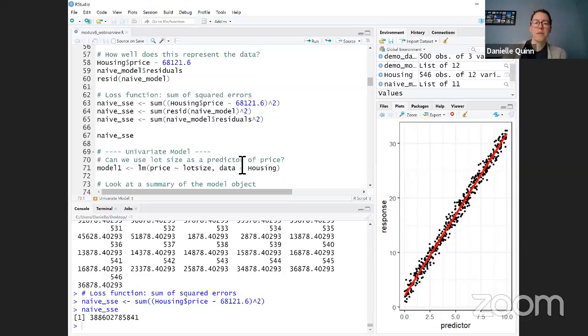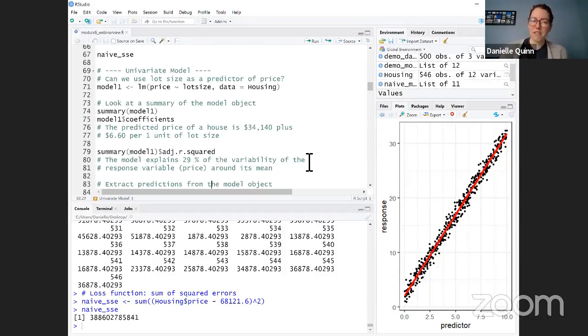Any questions about naive models before we move on to univariate models? Okay, I'll keep an eye on the chat in case someone's typing.